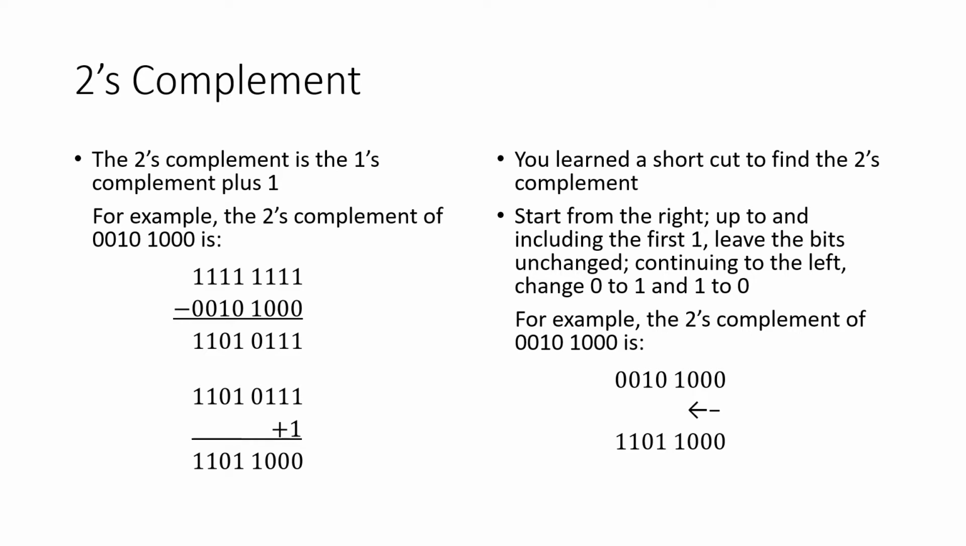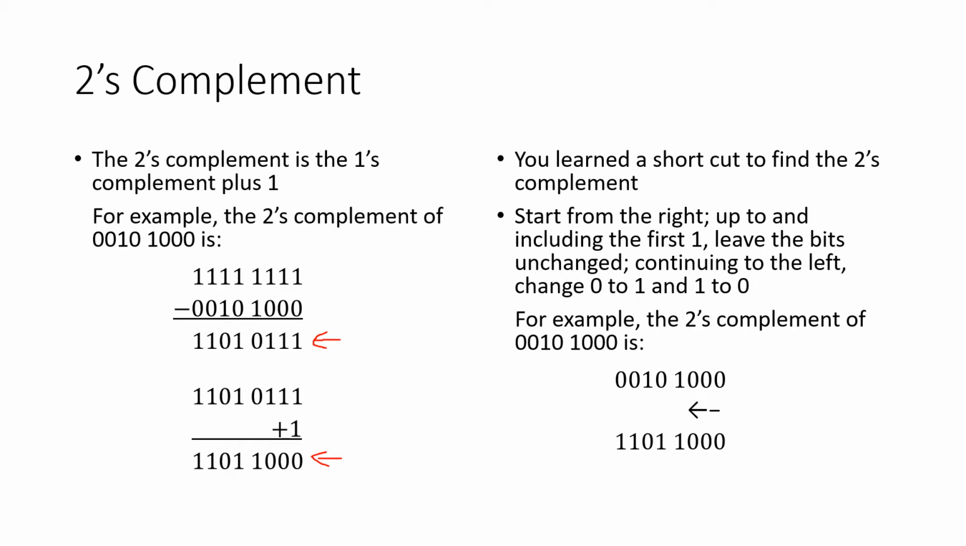Now, the 2's complement is the 1's complement plus 1. So the 2's complement of 0010 1000 is the 1's complement plus 1. So here is the 1's complement, and we add 1 to obtain the 2's complement.